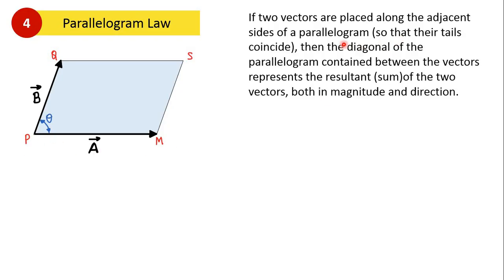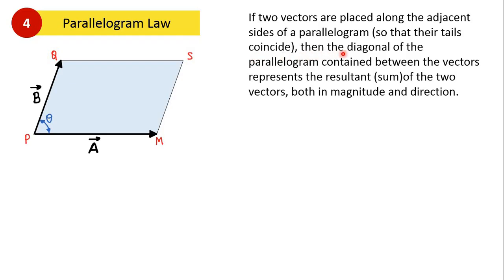Now the two vectors are placed along the adjacent sides of a parallelogram so that their tails coincide here. The tails coincide here. These are called co-initial vectors. In lecture number 1, we defined co-initial vectors as those vectors whose tails are at the same place. So we place them at the same point.